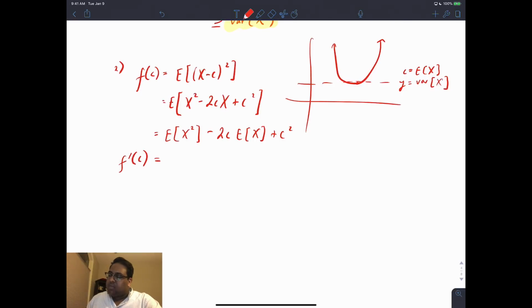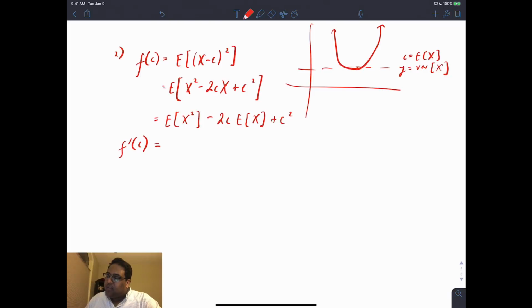Okay, and now remember, we take the derivative and set it equal to 0 with respect to whatever variable we're trying to optimize. And this will be a common theme when we look at optimizing loss functions in future discussions. Anyways, I take the derivative with respect to c. What's the derivative of this guy with respect to c? Well, it's 0 because it's independent of c.